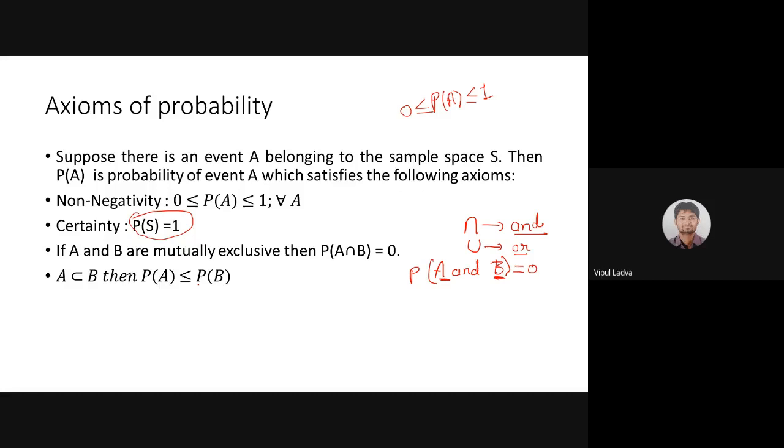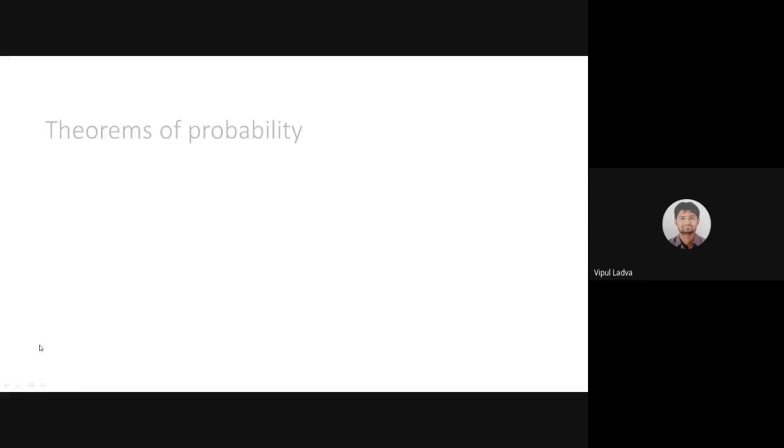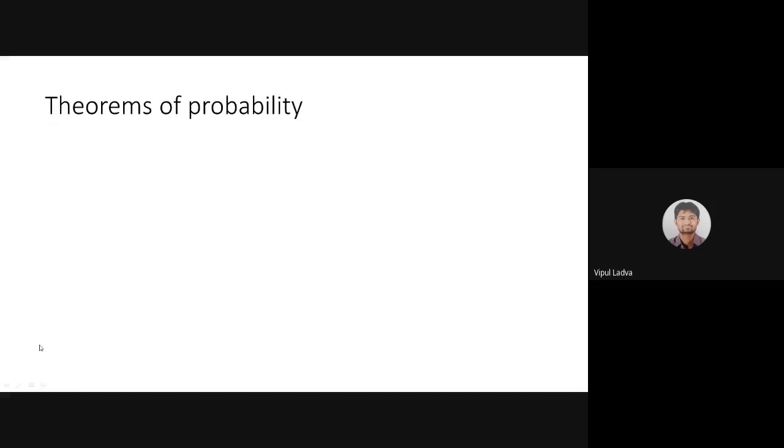Moving further, let me erase this. Now, some of the theorems which we will need for today's examples. I'm trying to give you graphical proof for all of them, so it can help you understand the statements. The first is the probability of A union B is equal to P of A plus P of B minus P of A intersection B.